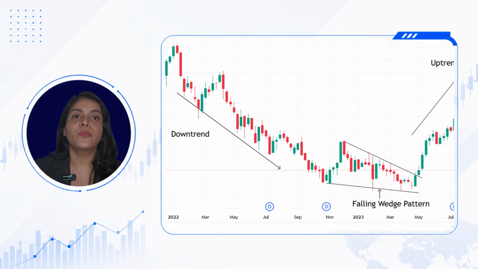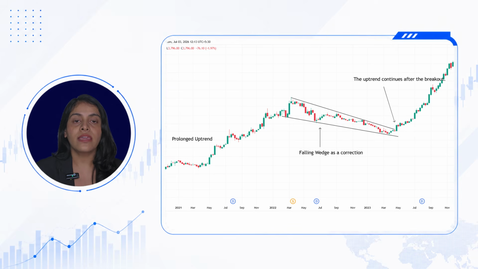The first is after a prolonged downtrend, where it acts as a bullish reversal pattern. In this case, it signals that the selling pressure has weakened and the buyers may soon take control. The second is during an existing uptrend. Here, the falling wedge acts as a bullish continuation pattern. The stock temporarily consolidates within the wedge before eventually breaking out and continuing its original uptrend. Understanding where the pattern appears is important because it helps traders understand the larger market context also.